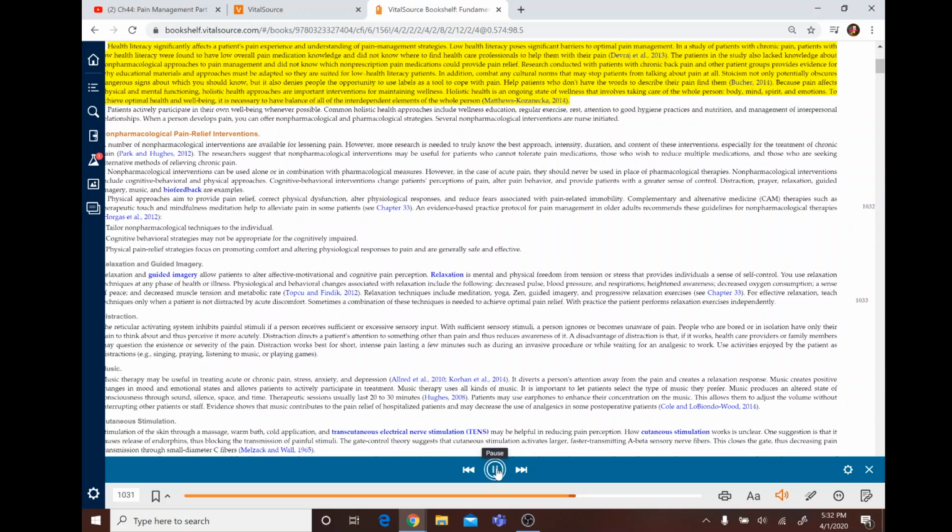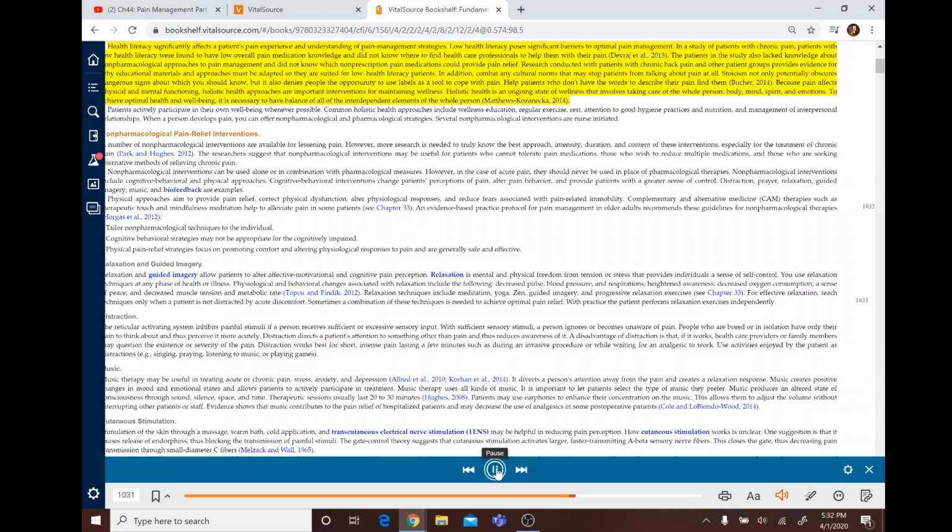Health literacy significantly affects a patient's pain experience and understanding of pain management strategies. Low health literacy poses significant barriers to optimal pain management. In a study of patients with chronic pain, patients with low health literacy were found to have low overall pain medication knowledge and did not know where to find healthcare professionals to help them with their pain (Devraj et al., 2013). The patients in the study also lacked knowledge about non-pharmacological approaches to pain management and did not know which non-prescription pain medications could provide pain relief.